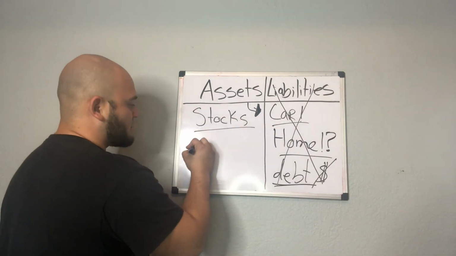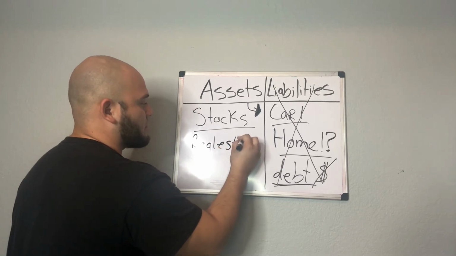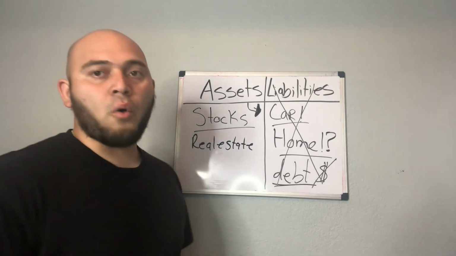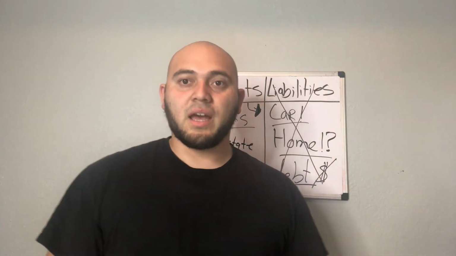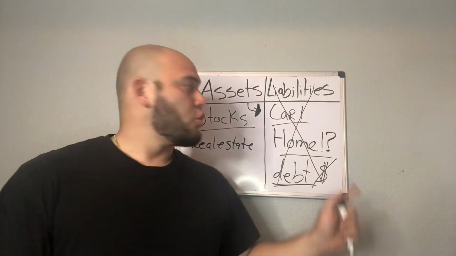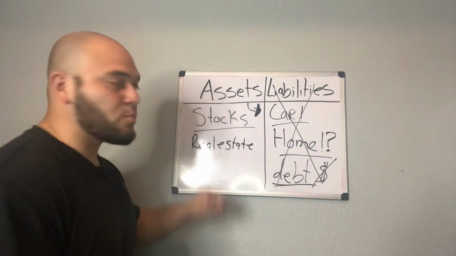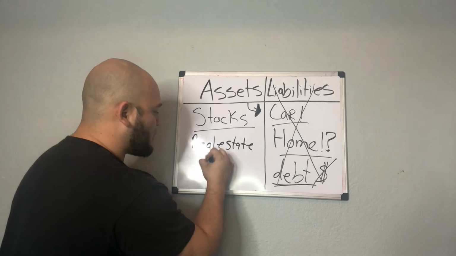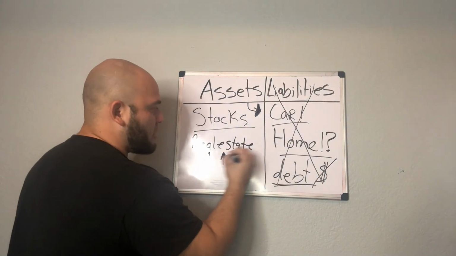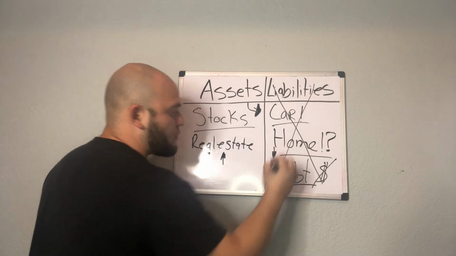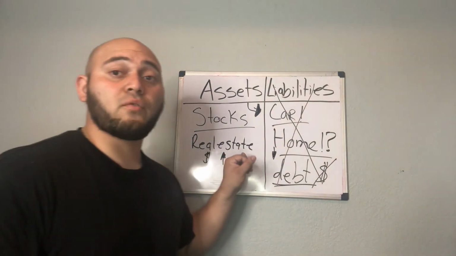Number 2, owning real estate. Okay, when I say owning real estate, I'm talking about rental properties, not your actual home. The difference between your home and a rental property is that your rental property is going to be generating cash flow every month. You're going to be gaining money here, and you're going to be losing money from your home. Okay, yes, you have a mortgage. Yes, you have debt when you have real estate.